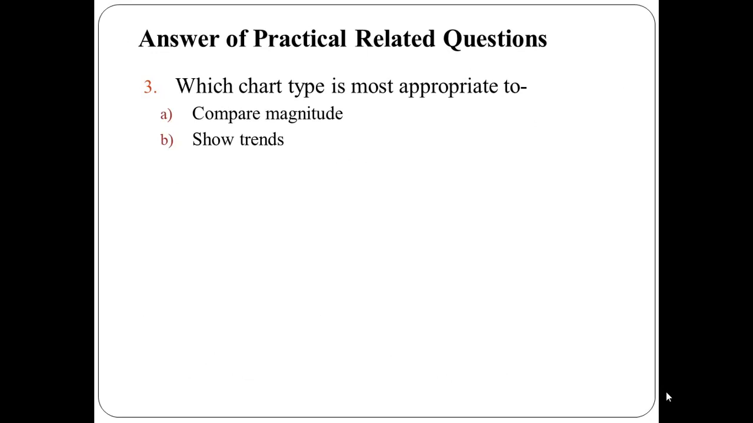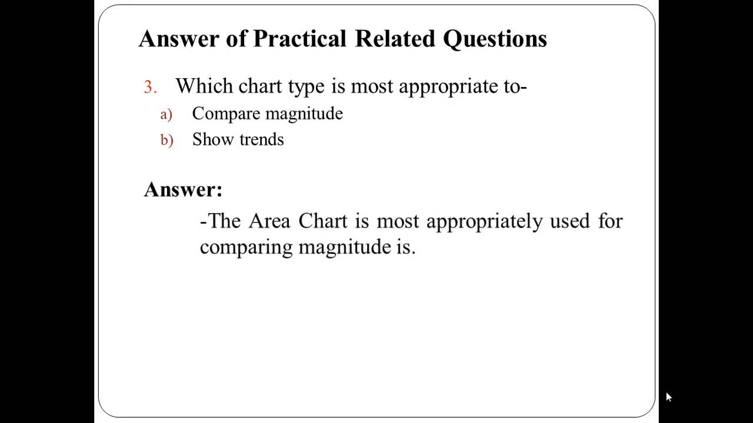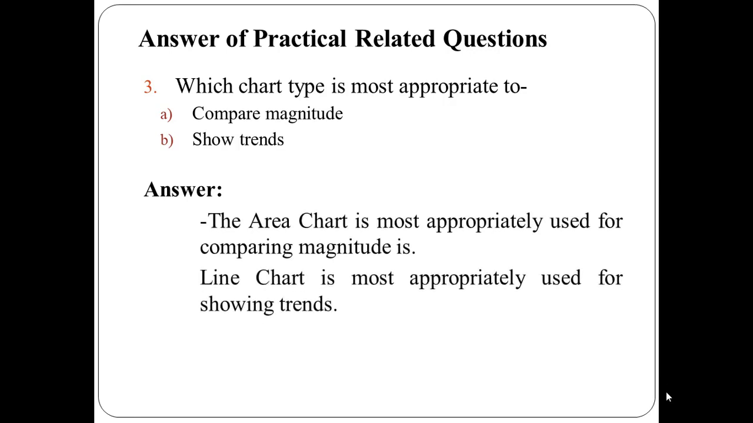The third question is, which type of chart is most appropriate to compare magnitude and show trends? To compare magnitude, the area chart is most appropriately used. And to show trends, the line chart is appropriately used.